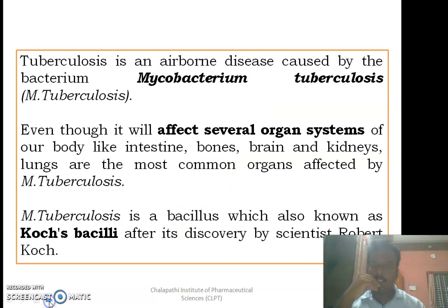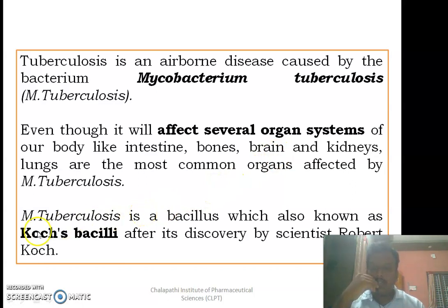So if you see this, tuberculosis is a bacterial disease which is caused by a bacterium called Mycobacterium tuberculosis. And lungs are the most common organs which get affected by tuberculosis, and we call it pulmonary tuberculosis. But there are several other organ systems which can get affected in case of tuberculosis, such as intestine, bones, brain, kidney.